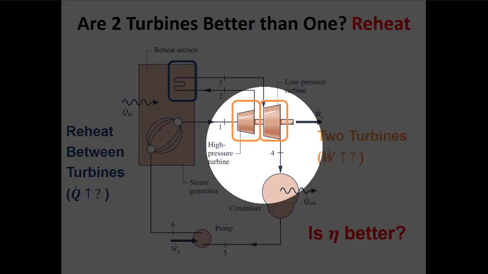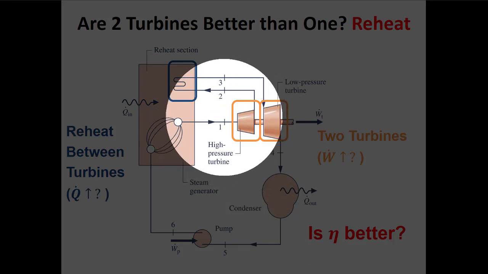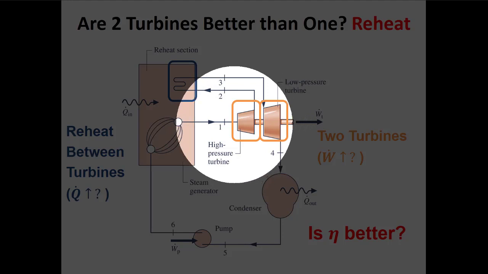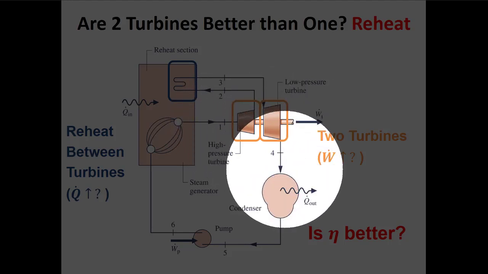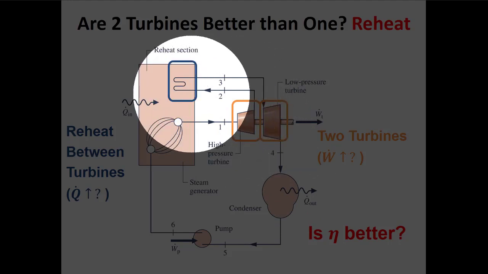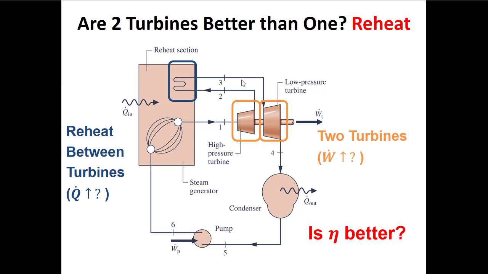Now, the first strategy we've talked about for doing this is to add 2 turbines. So here we have a high pressure turbine where we go from the high pressure at the first turbine inlet to some intermediate pressure that's between the turbine inlet and the condenser pressure. And then in between these 2 turbines, we run our working fluid back through this boiler so that we increase the enthalpy of the fluid again before running through the low pressure turbine.